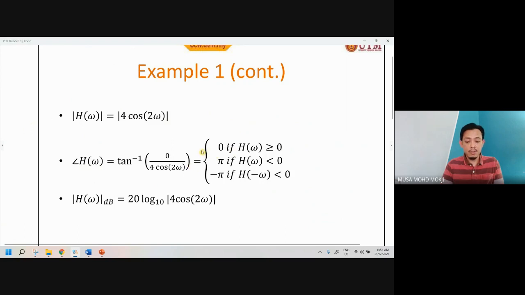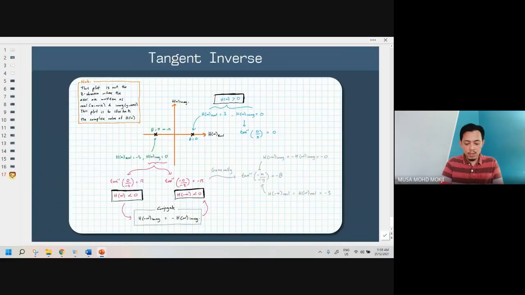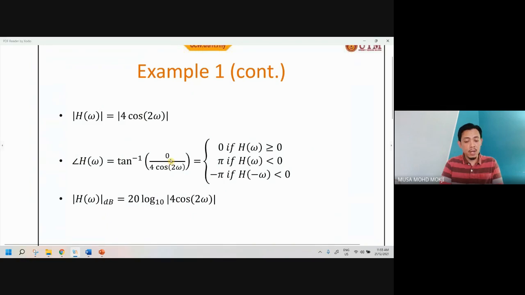The phase, we have seen this before. If the imaginary part is 0, this is the result. This one is already fixed. We don't want to deal with the hassle of the maths of solving this, so we just take that if the imaginary part is 0, this is the output. But of course, if you are interested in how to get this, you can go to the last of these notes, the tangent inverse slide, and find out how we get this result. And dB is just whatever magnitude you have, multiplied by 20 log 10.